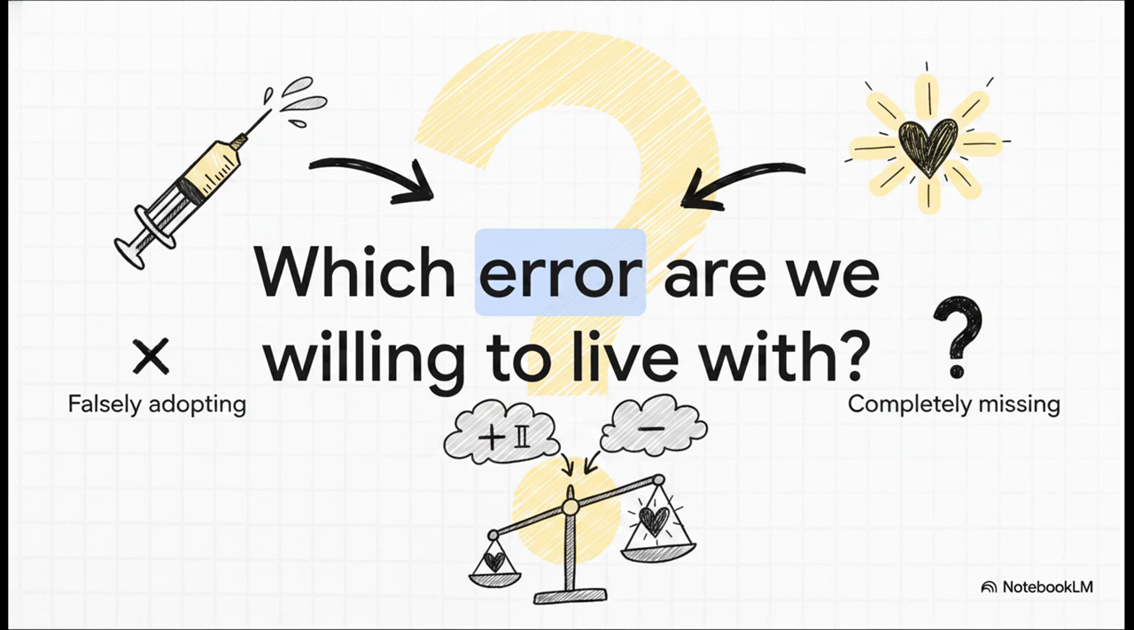Because we can never achieve perfect certainty, biased statistics kind of forces us to choose our poison. So, in the pursuit of medical truth, which error are we actually willing to live with? Falsely adopting a useless intervention or completely missing a life-saving cure? Keep that question in the back of your mind the next time you review a trial, and I promise you, you'll never look at the data the same way again.